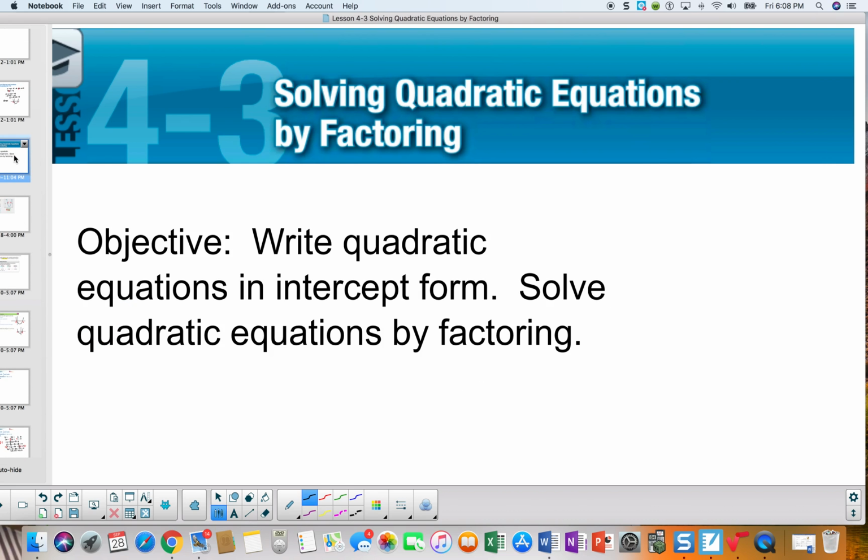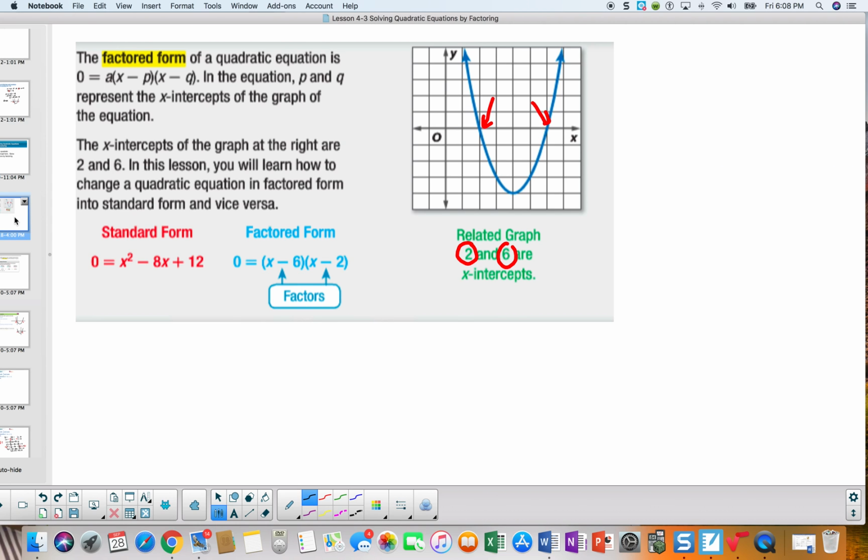Lesson 4-3, solving quadratic equations by factoring. Let's take a look at a factored form of a quadratic equation. Notice the factors, x minus p, x minus q. P and q stand for the x-intercepts.